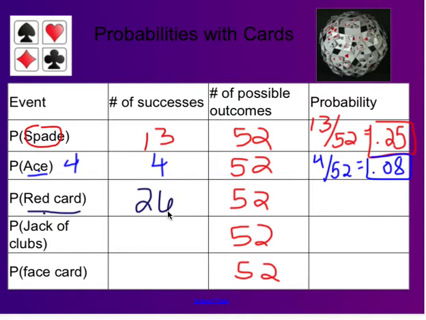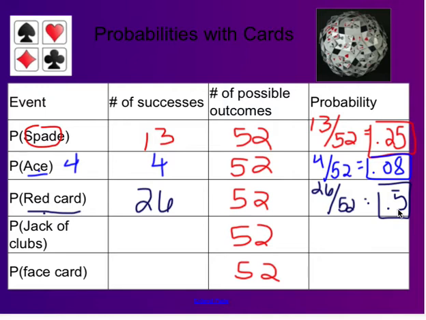Well, since it's half the deck, I bet our probability is going to be 0.5. Just saying. So we're going to take our number of successes divided by our total number of cards. So 26 divided by 52. When we do that, we end up getting 0.5. So there is a 50% chance, just like I estimated, of that occurring.